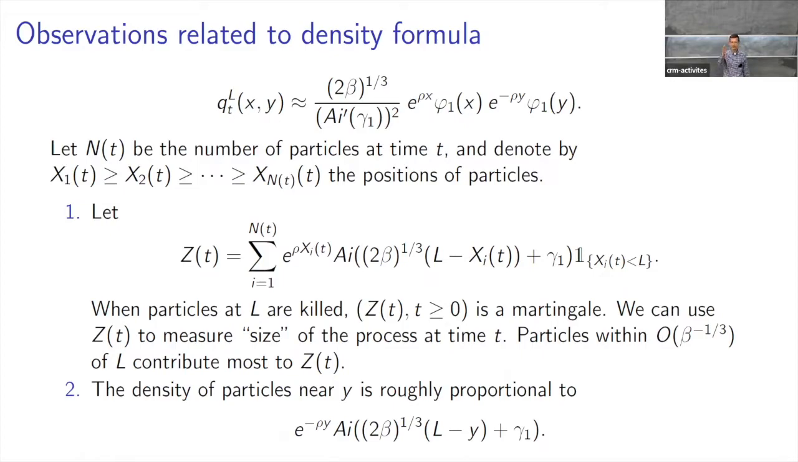And in fact, if we kill particles when they reach L, this process Z is actually a martingale. And it turns out to be the particles that are within order beta to the -1/3 of L that contribute the most to Z of t. Those are the particles that are going to have the biggest impact on the evolution of the population far into the future. Notice also that the density is proportional to e to the minus rho y times this area function.